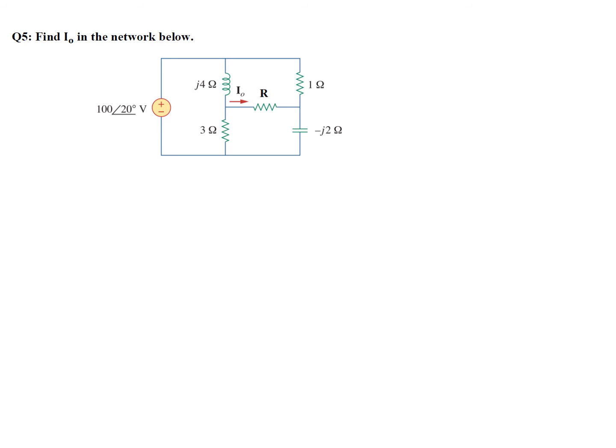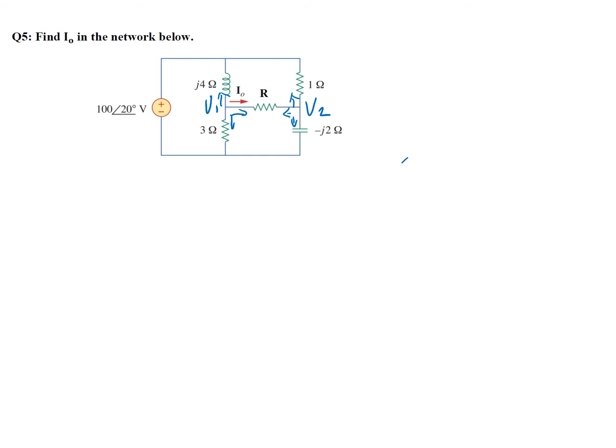Question Q5. Find I0 in the network below. To find I0, we need first to solve this circuit. To solve this circuit, we have the KCL plus KVL method or nodal analysis. For convenience, we can choose to use nodal analysis here to find all the node voltages. So we assume this is V1, this is V2. And then we can write KCL equations at least 2 nodes. Assume all the currents leave the node.